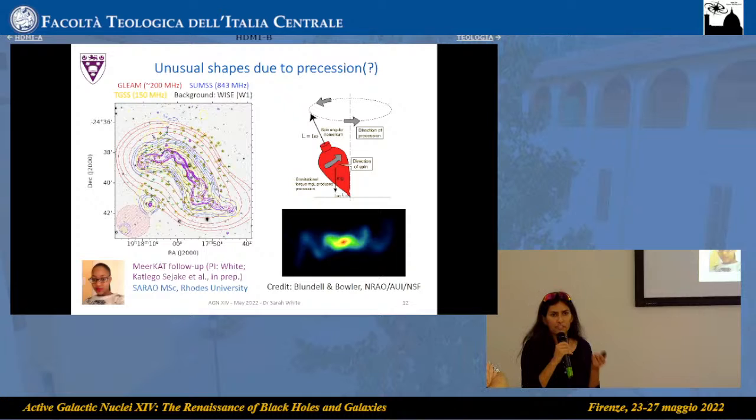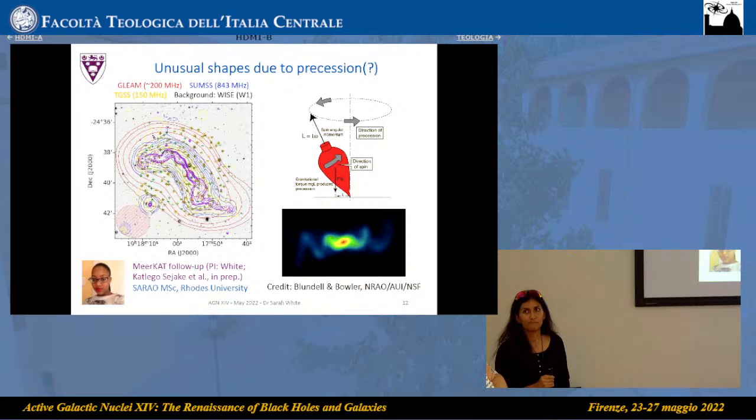Yeah. Thank you. What about the 90 degrees changing? Yeah, I'd have to go back to Hernandez Garcia et al.'s paper for that.